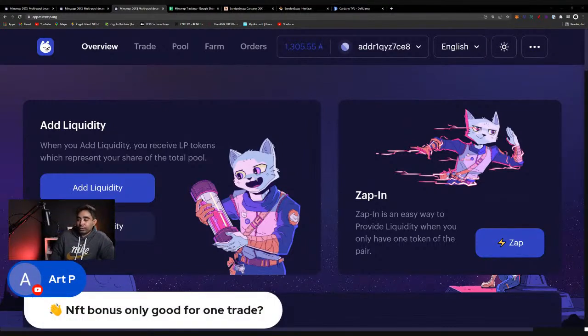Is the NFT bonus only good for 1 trade? The NFT bonus is only for your account. When the NFTs got released, of course, people right away wanted to sell their NFTs for a profit. But the Minswap team said no, it's not credited to the NFT. It's more of a novelty thing. It's credited to your actual wallet, your address. So you can't transfer that without giving your wallet to someone else.